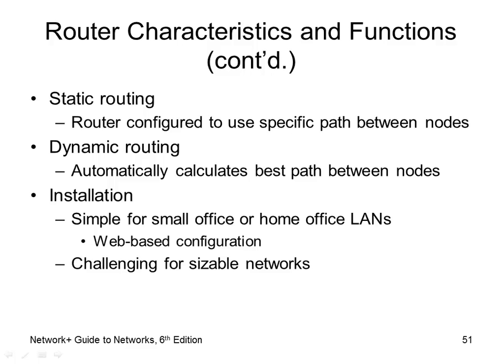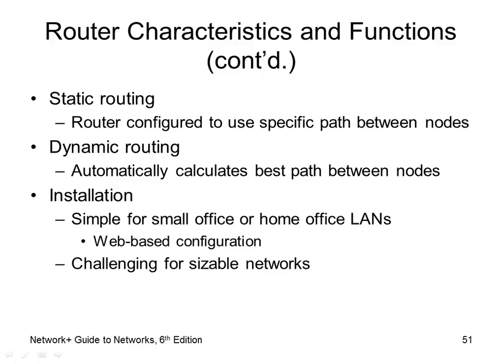So routing happens in two ways. It's either static or dynamic. In static routing, the router is configured to use specific paths between the nodes. Static routing, you assign the routing table to the machine. You go in and tell it what the routing table is. In dynamic, it automatically calculates the best path.